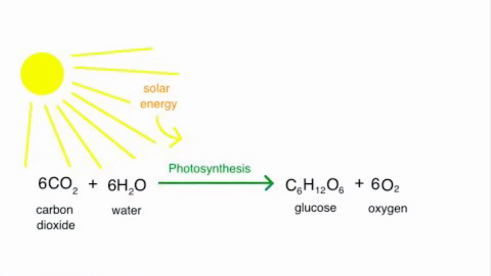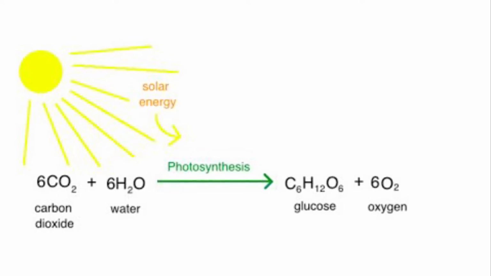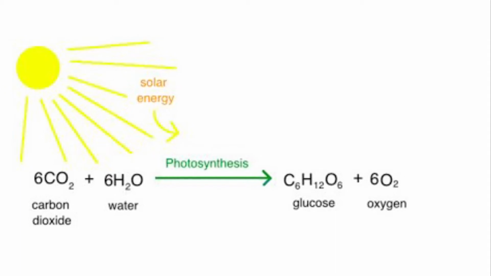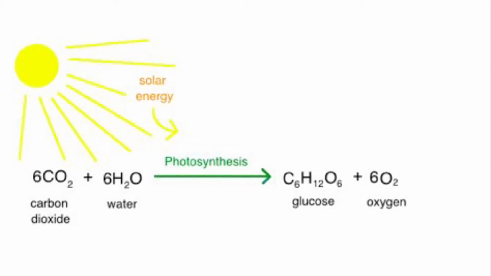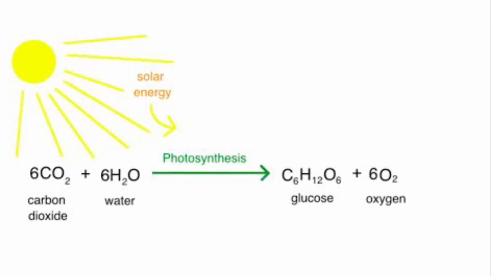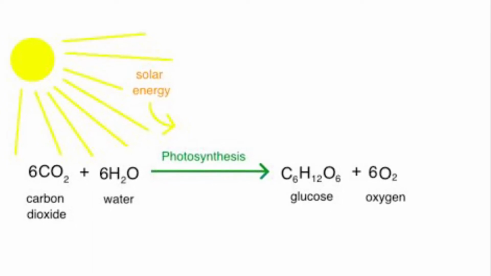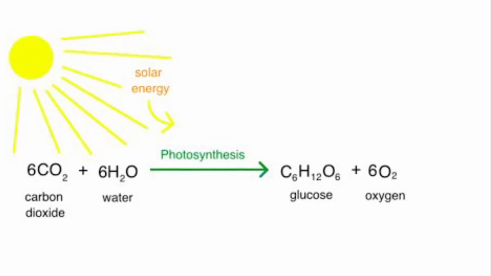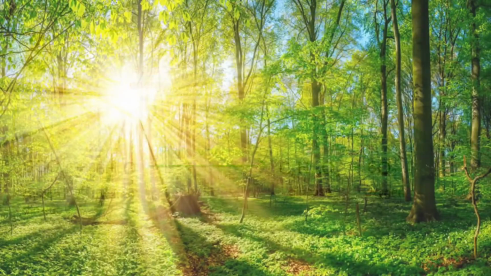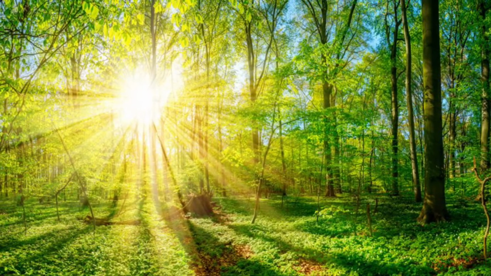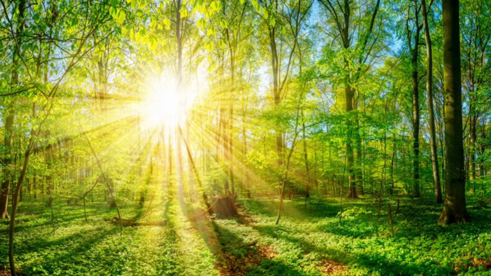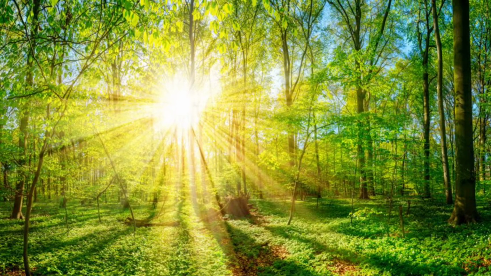There are 6 carbon dioxide and 6 H2O molecules, and with the help of solar energy and the process of photosynthesis, it produces glucose and 6 O2 molecules. As you can see, the carbon in carbon dioxide is being replaced into glucose, leaving oxygen to be by itself. Photosynthesis happens every day, and all plants and trees need this process to survive. It also helps us humans get oxygen to breathe.